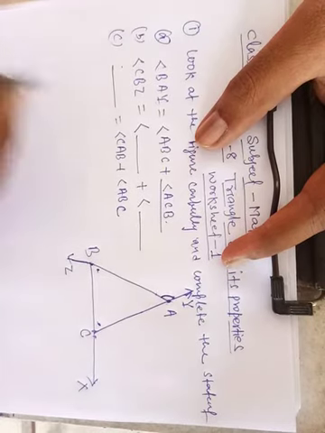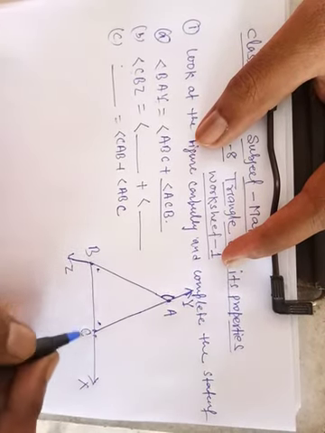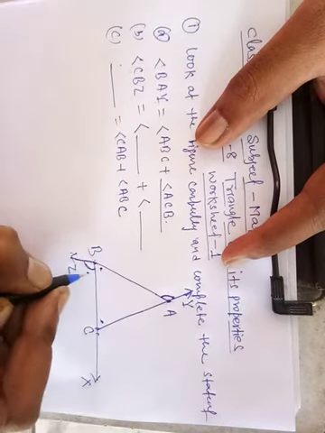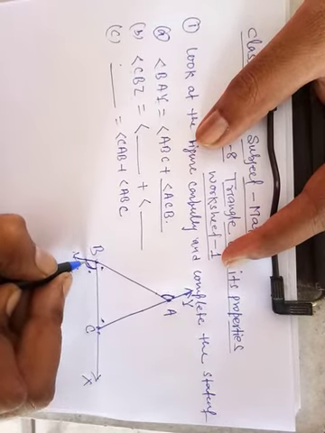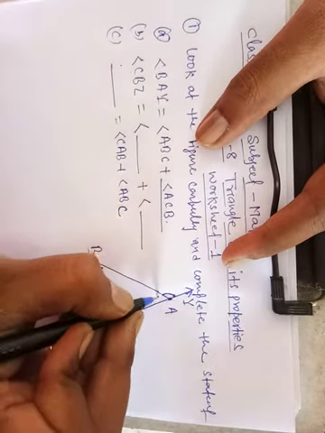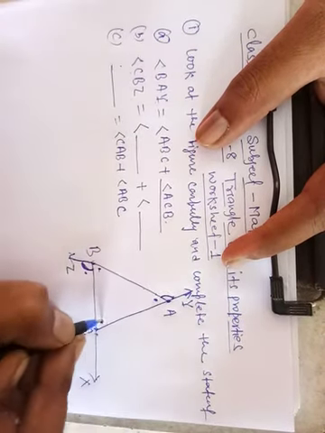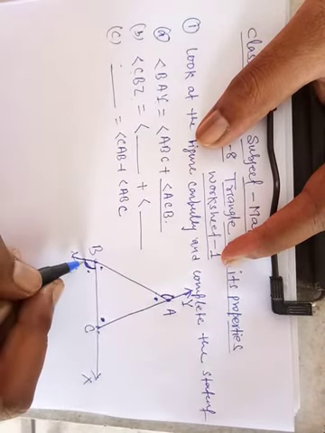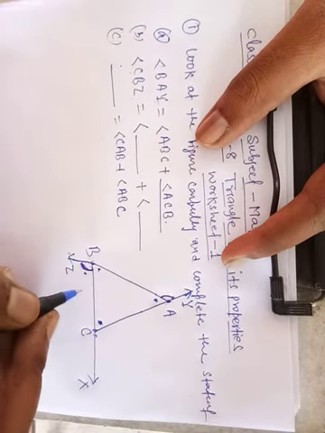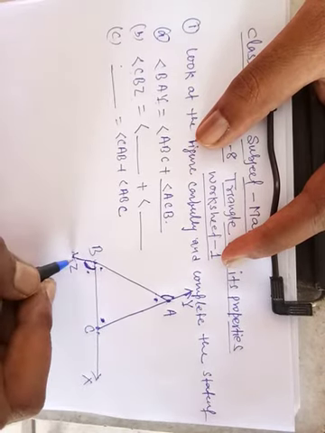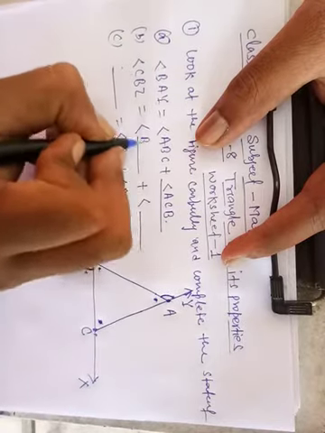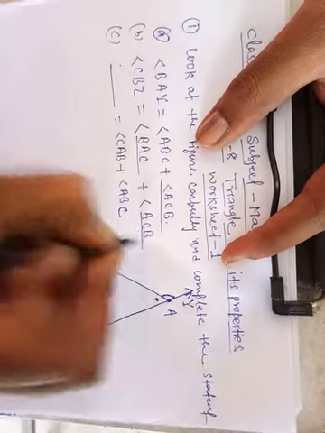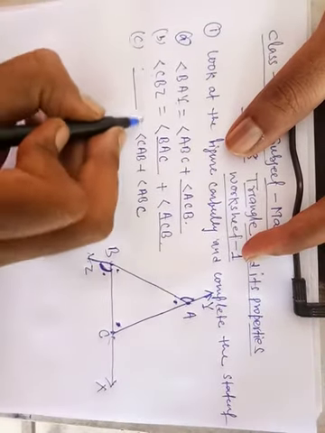In the second question, here is angle CBZ, and we know that corresponding to this exterior angle, these two are the interior angles. These two, which I am marking, are the interior angles, and this is the exterior angle. So we write angle CBZ is equal to angle BAC plus angle ACB. Now the third one.